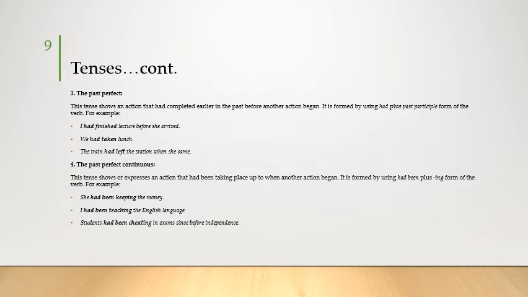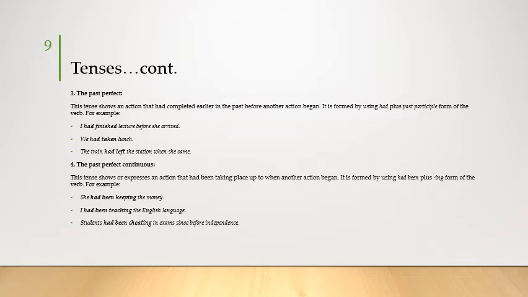The train had left the station when she came. So in this case, we have two events: leaving of the train and coming of someone. So one has to be in the past perfect and the other should be in simple past. The train had left the station, past perfect, when she came.